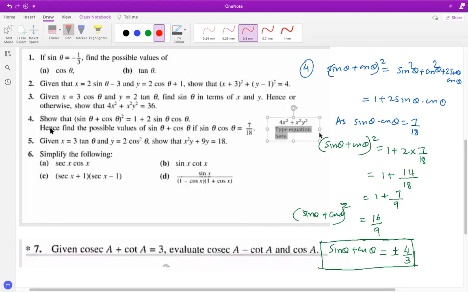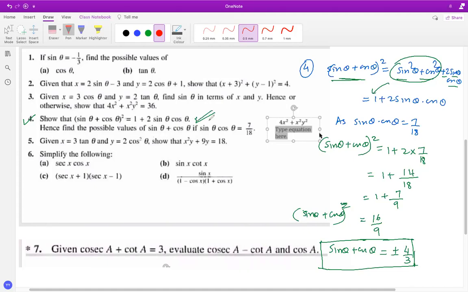For the fourth one, we first square the bracket and open it. The left hand side is sine theta plus cos theta, the whole squared, and we have to show that this equals 1 plus 2 sine theta cos theta. So you expand the brackets: a squared plus b squared plus 2ab. Sine squared plus cos squared is 1. That's how I get the proof.